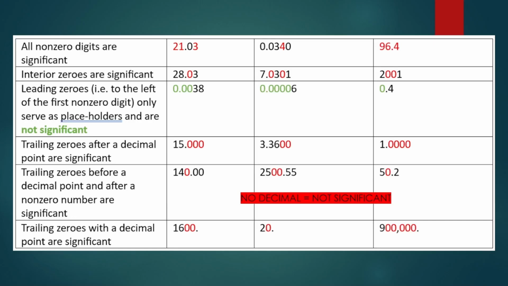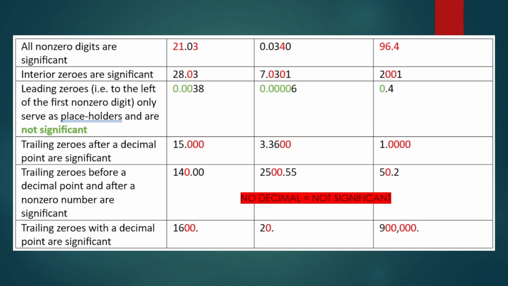So, looking from the beginning here, let's start. The left column contains the rules here. So rule number 1, all non-zero digits are significant. Anytime you see a number that's not 0, it's significant. Rule number 2, zeros in the middle are also significant. So looking at 28.03, all non-zero digits are significant, so that's already 3 significant figures, and the 0 is in the middle, so that is also significant. So that one has a total of 4 significant figures.